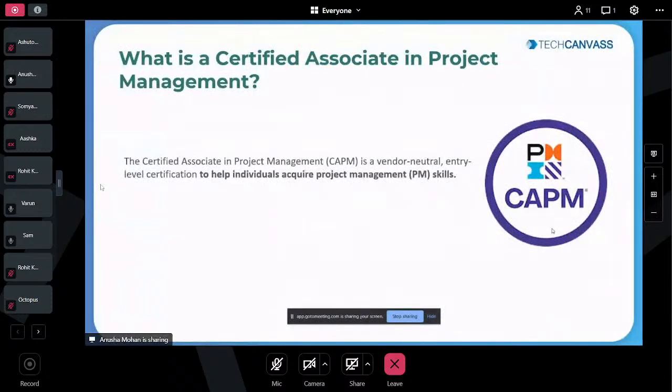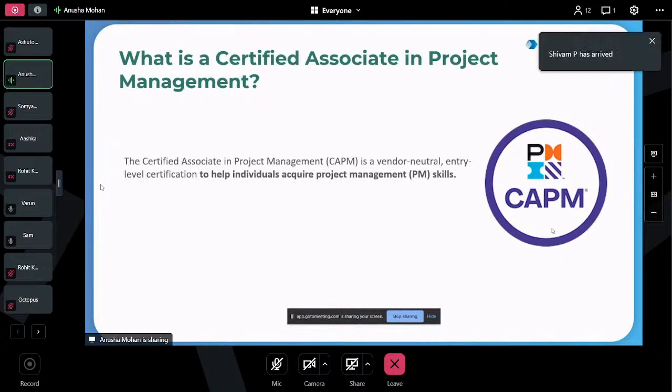What is a Certified Associate in Project Management? What basically is CAPM? What exam is it? Because we all know that PMP is the exam which every project manager gives and goes for. But what is CAPM? The Certified Associate in Project Management, or CAPM, is a vendor neutral entry level certification to help individuals acquire project management skills. So the entry level of all the certifications is CAPM.